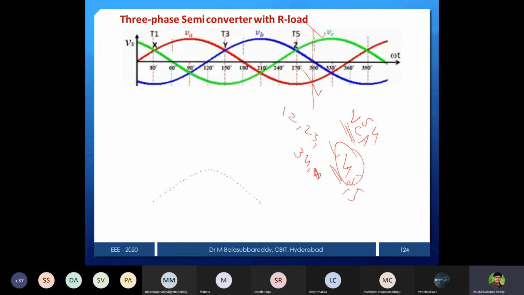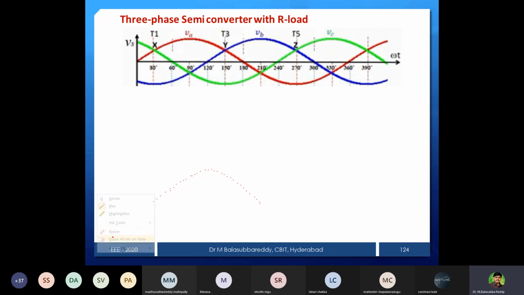Then after that, what will happen? 5-6 will come. If you want, you can check it. At any particular instant, you can see the B phase is the sixth device and the C phase is the fifth device. So like this, we can easily identify which devices are going to fire at any particular instant.